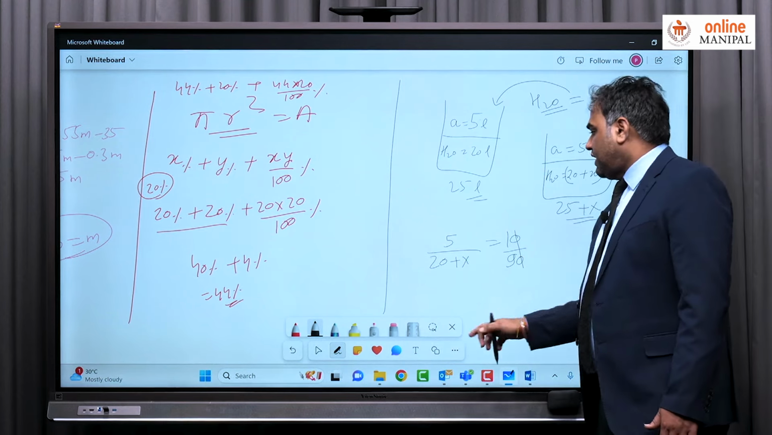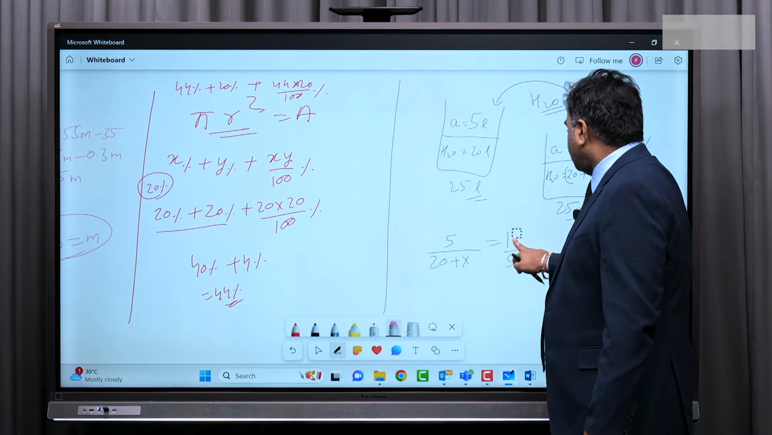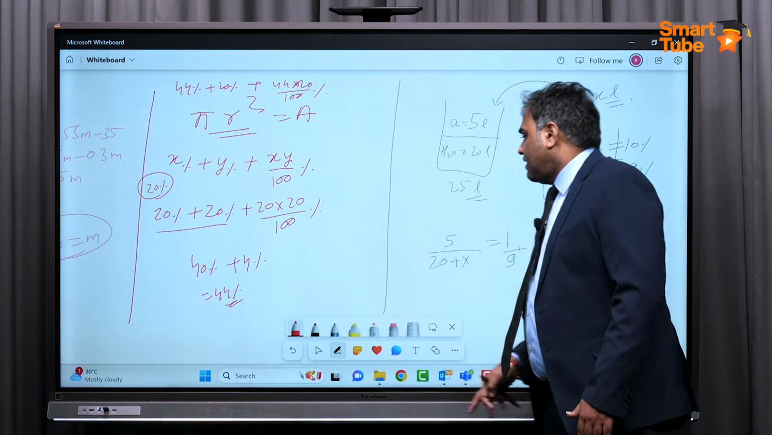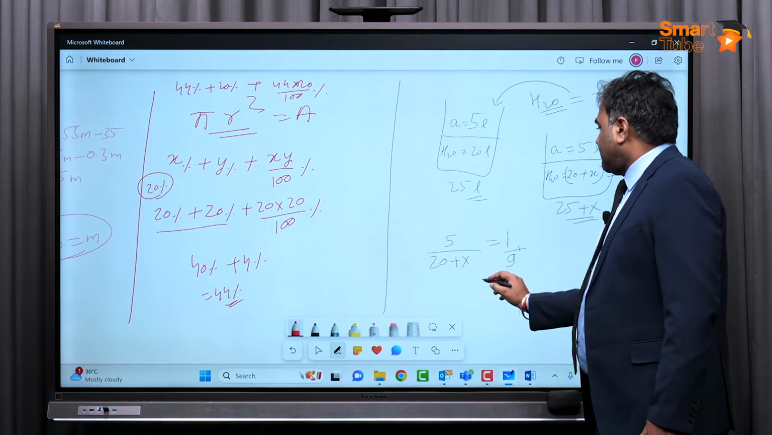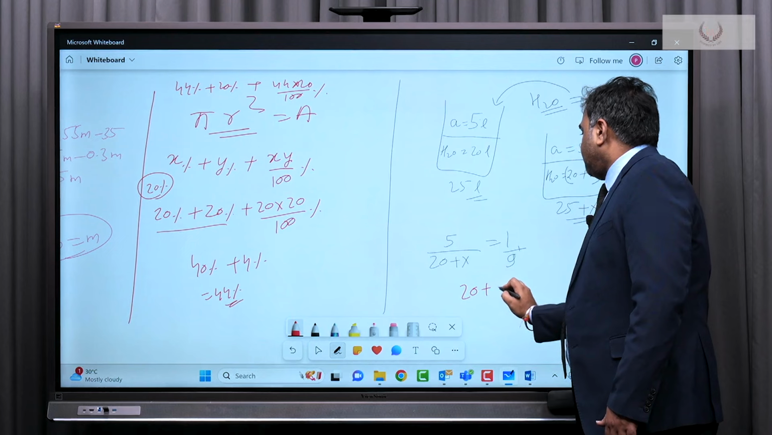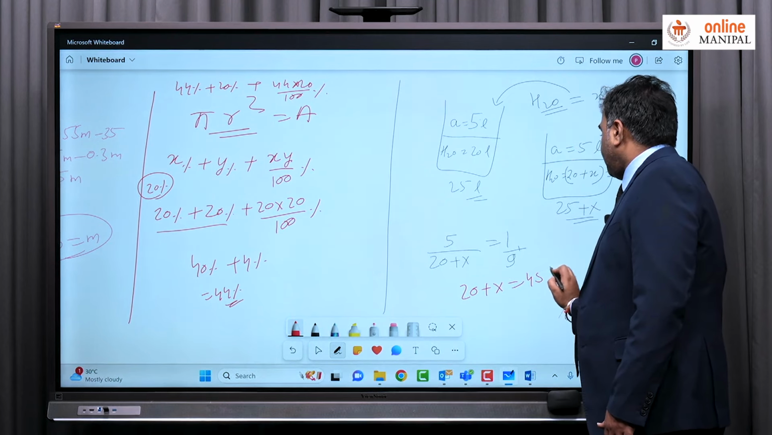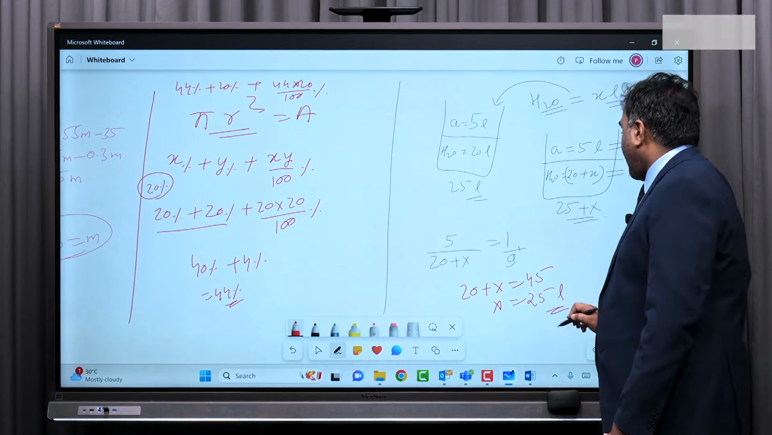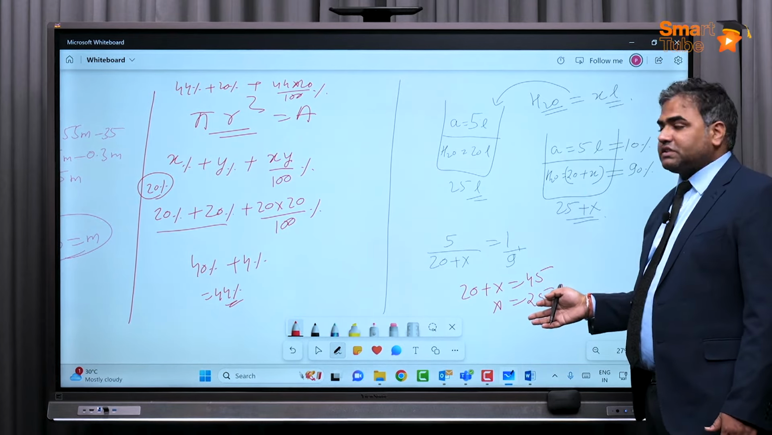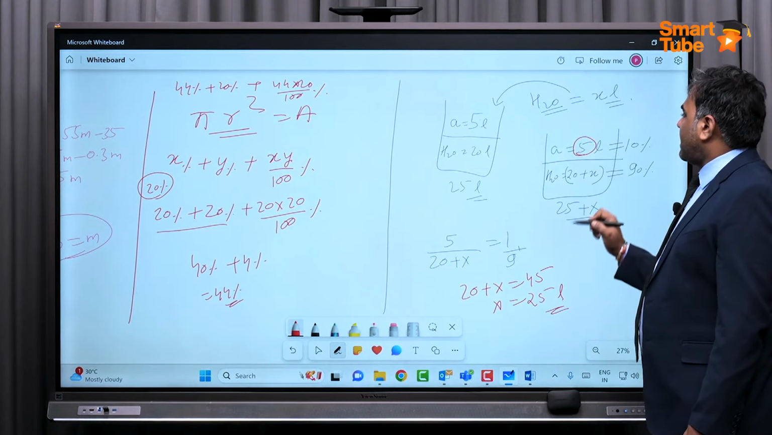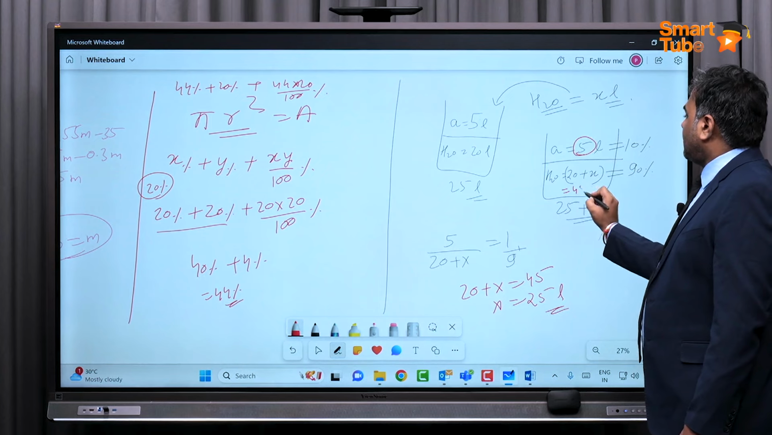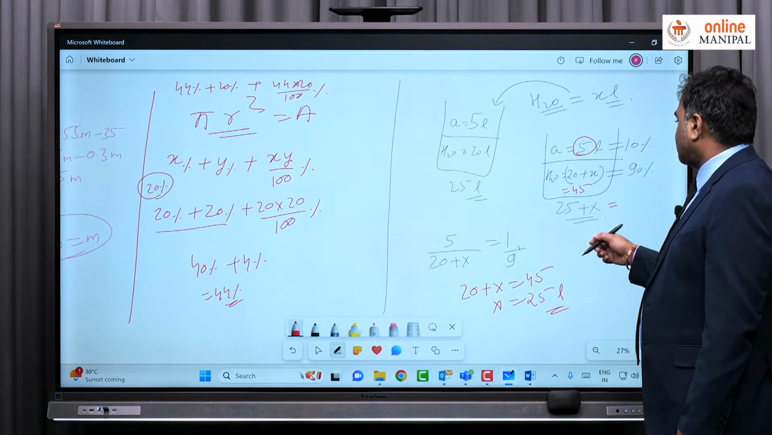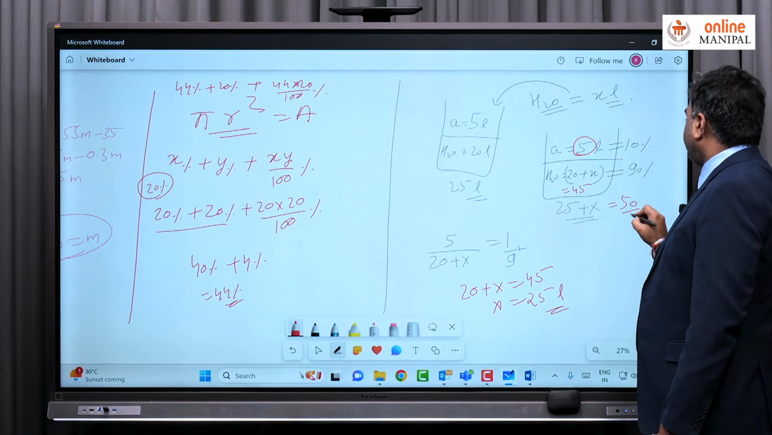If I write 1 by 9, let me erase the 0 from here. Then I can cross multiply. So I can write 20 plus X is equal to 45. So what is the value of X? X would be 25 liter. If you add 25 liter of water, the acid will remain 5 liter, but the water will become 45 liter, and the total will become 25 plus 25, which is 50 liter.